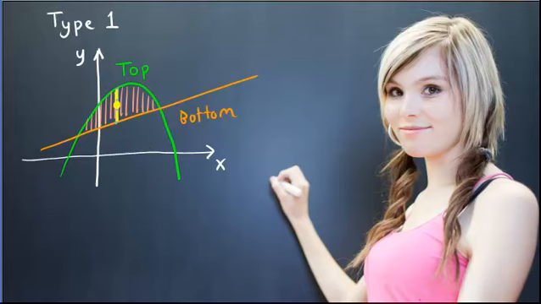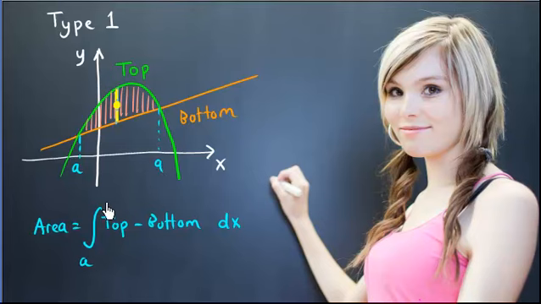In this situation, the area is given by roughly top minus bottom dx. And then we need to adjust, let's say x is from a to b, so the area will be integral from a to b of top minus bottom dx.